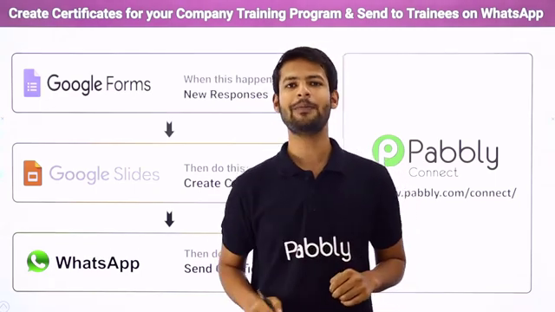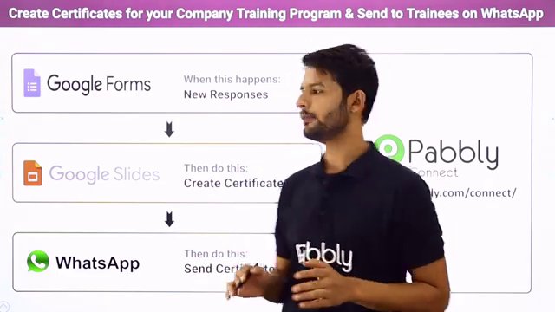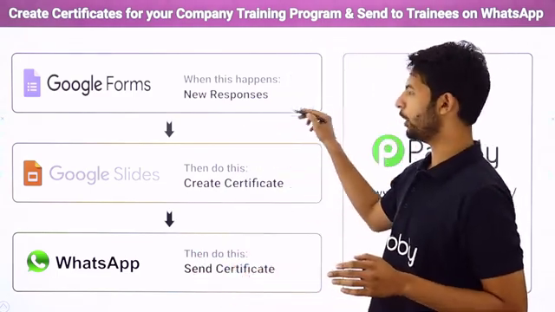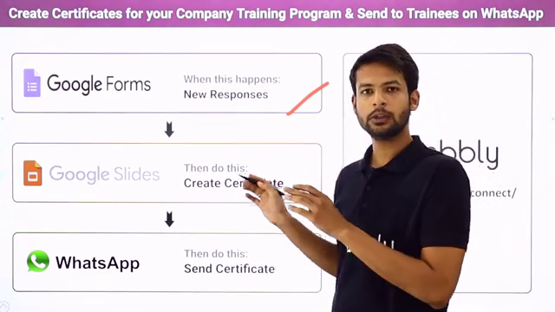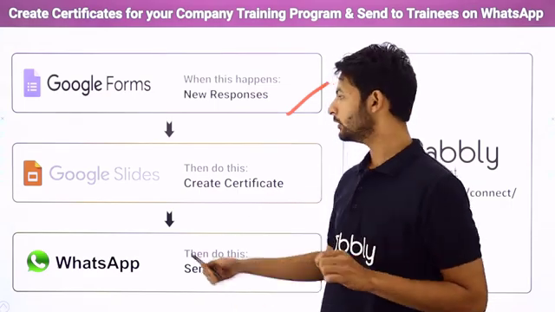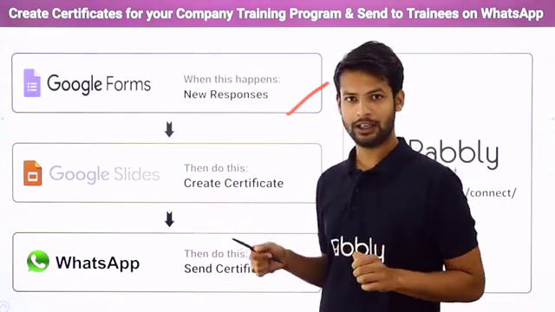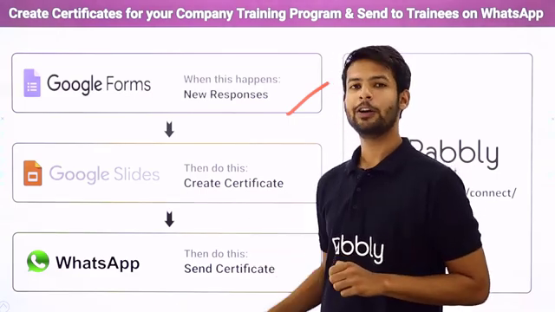So to save your time, I suggest you bring some automation here. You want something like, you have created a form for your trainees, okay? Now, the trainees just have to fill this form, and on successful form submission, automatically a certificate will be created for that trainee, and then again automatically it will be sent to him on WhatsApp.